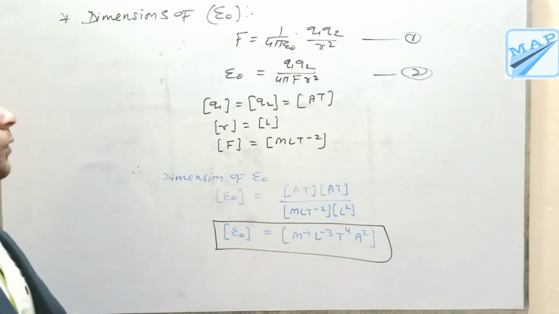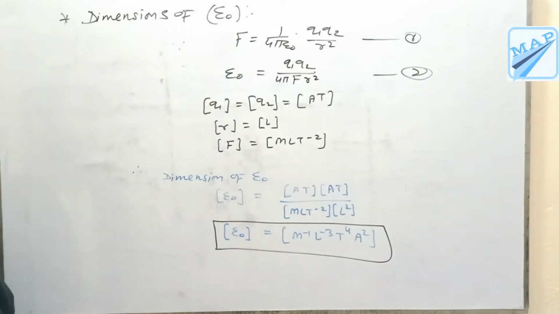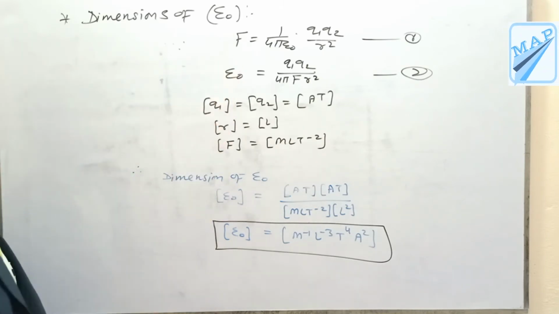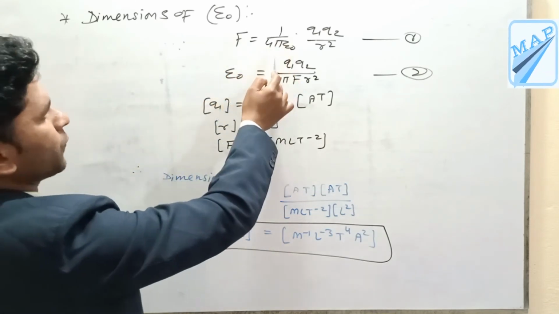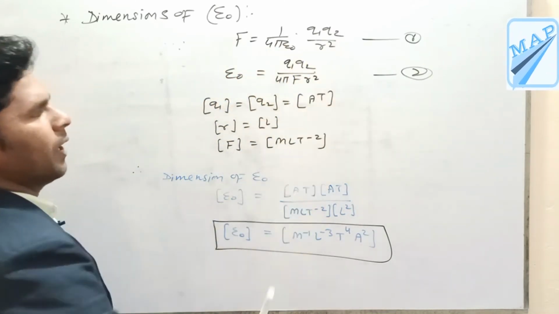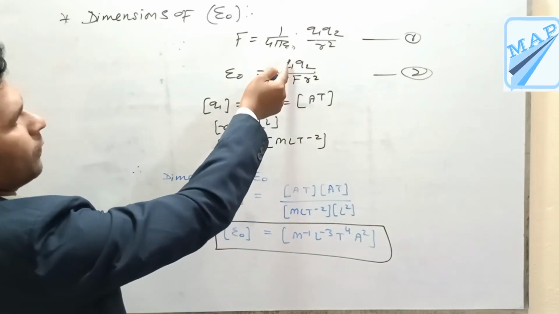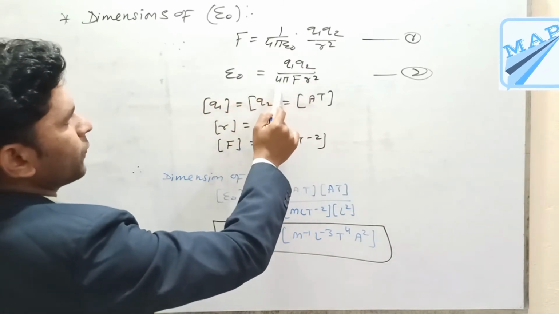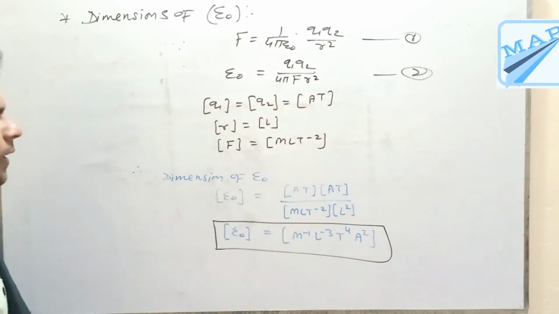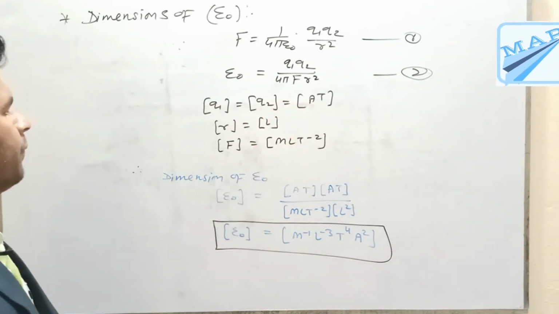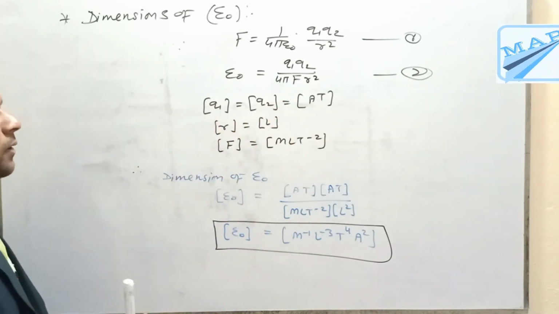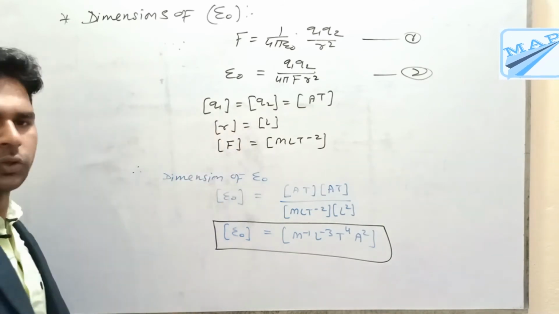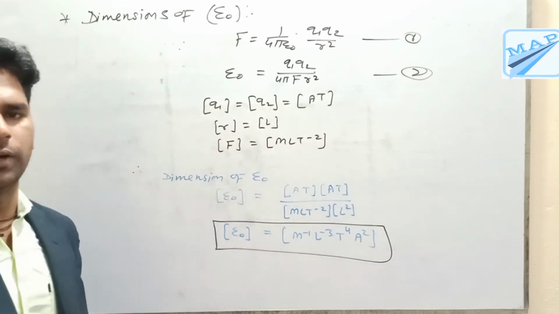If you want to get the dimensions of epsilon naught, how do you find them? You know that the Coulomb force F is equal to 1 upon 4 pi epsilon naught Q1 Q2 upon R square. So first get epsilon naught from here: epsilon naught is equal to Q1 Q2 upon 4 pi F R square. You know that Q1 and Q2 are both charges, so their dimensions will be equal.